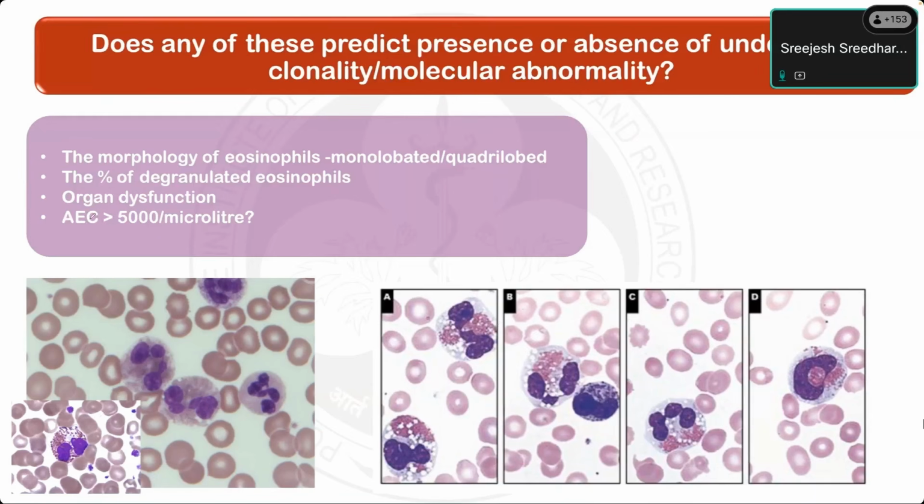Similarly, an abnormal eosinophil count, even very high, more than 5,000, cannot confirm that it is a clonal or malignant process. For the people who are confused, actually speaking, malignancy and clone are not the same, but for easy understanding I'm saying that by just looking at the morphology of eosinophils, we should not conclude that these are abnormal or malignant or clonal. Even the presence or absence of organ dysfunction does not predict that eosinophilia is clonal. So it is very difficult to predict whether eosinophilia is a clonal or a malignant process.